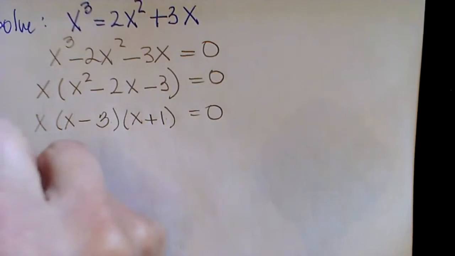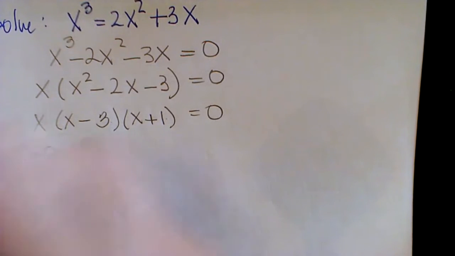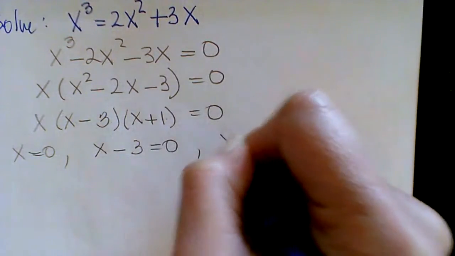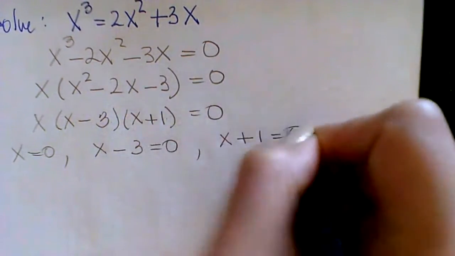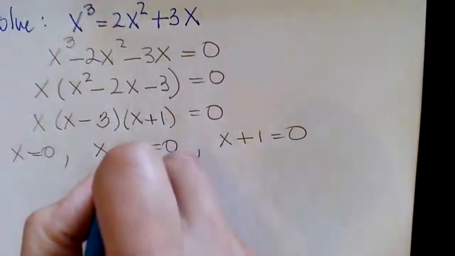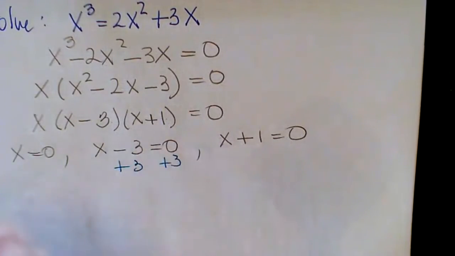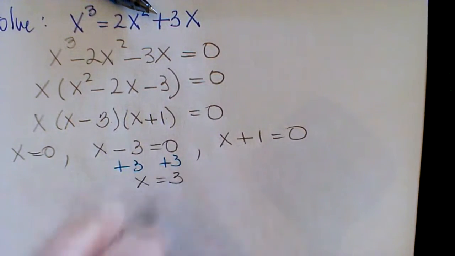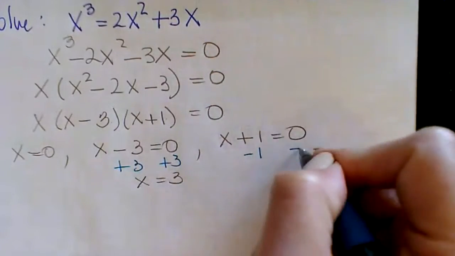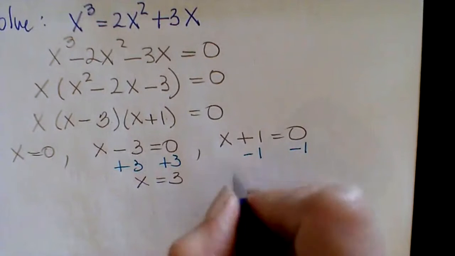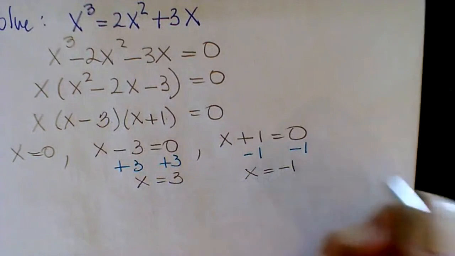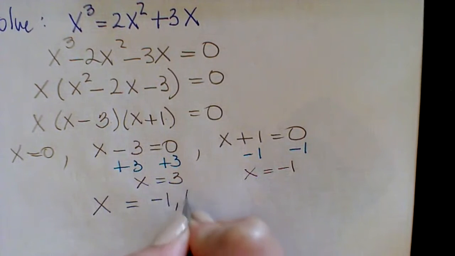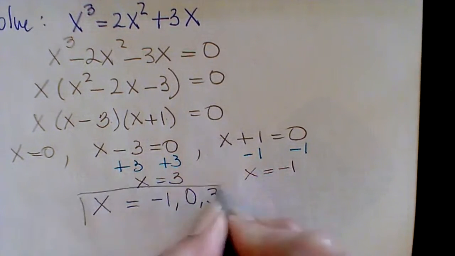So one answer is going to be x equal to 0. The other one is going to be x minus 3 equals 0. And the other one, x plus 1 equals 0. So we have x equals 3. Right? So x is going to be equal to what? Negative 1, 0, and 3.